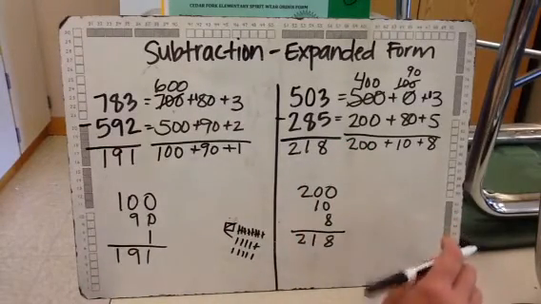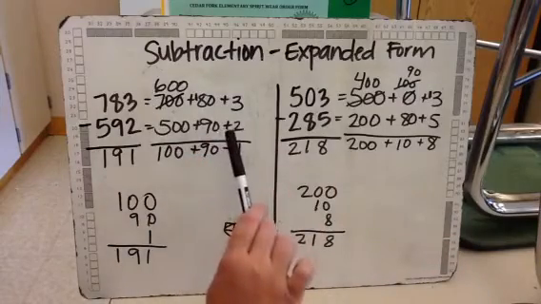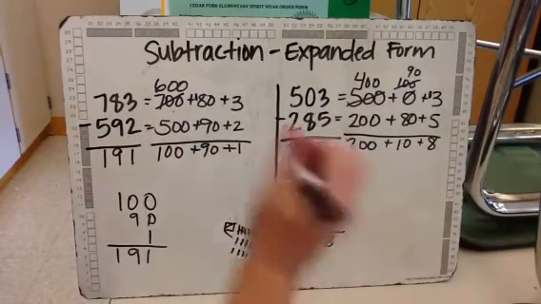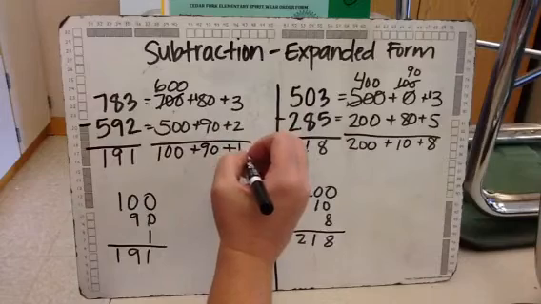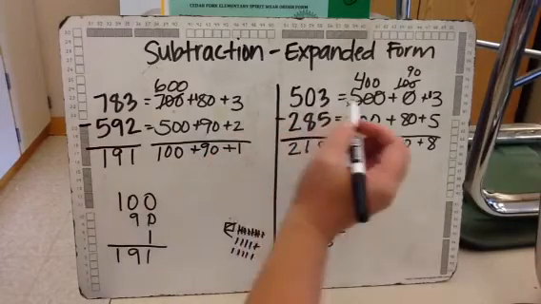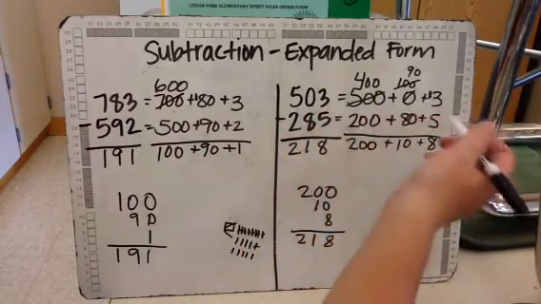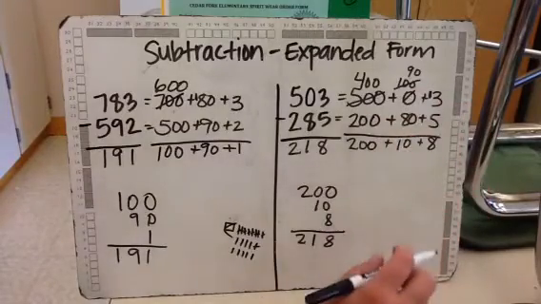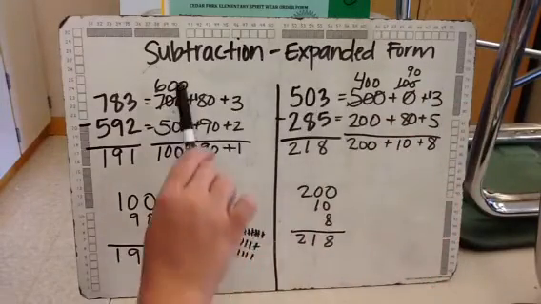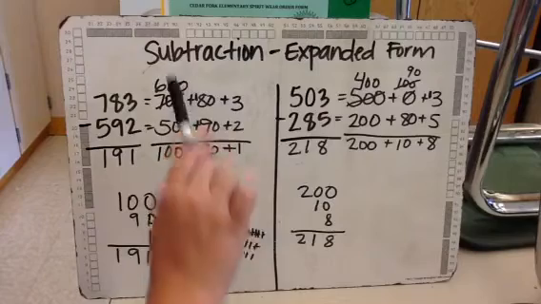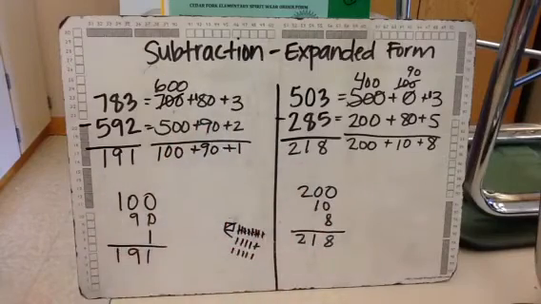So remember, for expanded form, you have to expand both numbers. I like to always start at the ones place because sometimes I fall into a hard time when I have to ungroup again, and I've already ungrouped. And then find your differences of hundreds, tens, and ones, and then put it back into standard form.